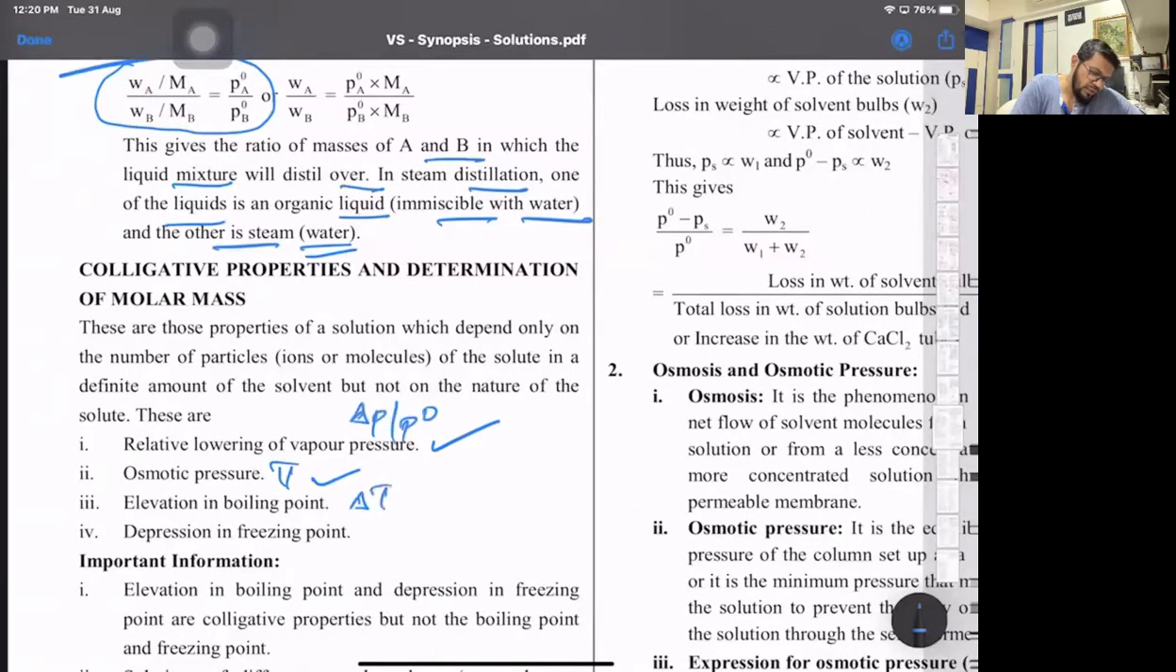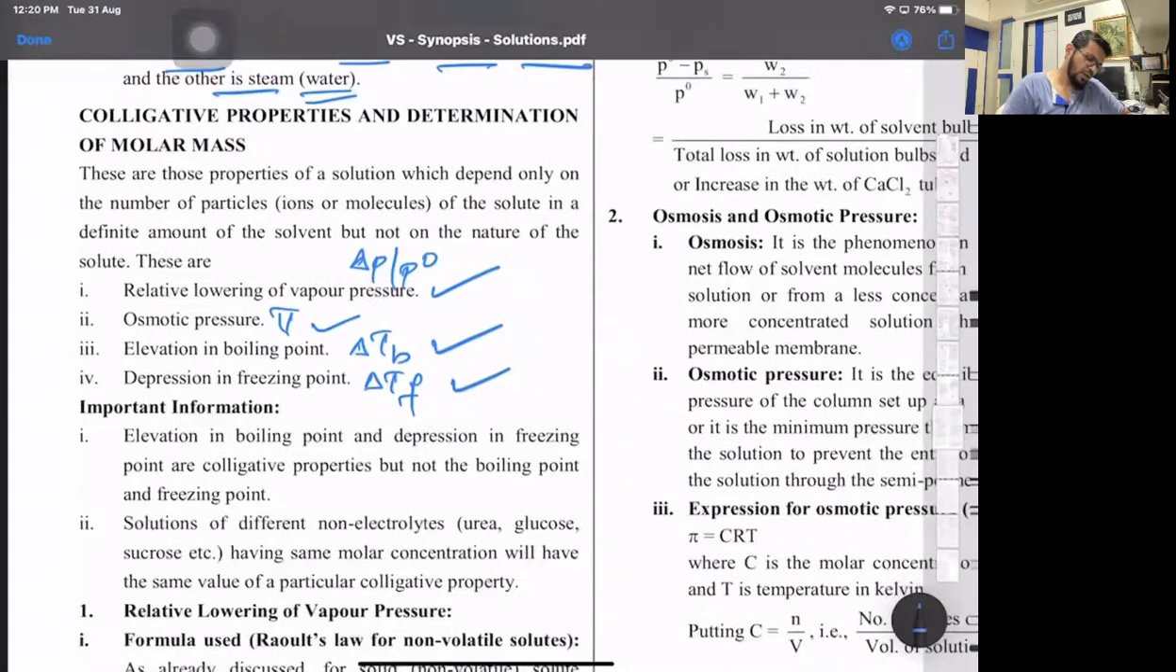Elevation in boiling point, delta TB. The more the number of solute particles, greater is the elevation in the boiling point. Depression in freezing point, delta TF. The more the number of particles, greater is the lowering of freezing point. So if the particles are more, the boiling point and the osmotic pressure increases. And if there are more particles, the vapor pressure and the freezing point decrease. So elevation in boiling point and depression in freezing point are colligative, but not boiling point and freezing point.